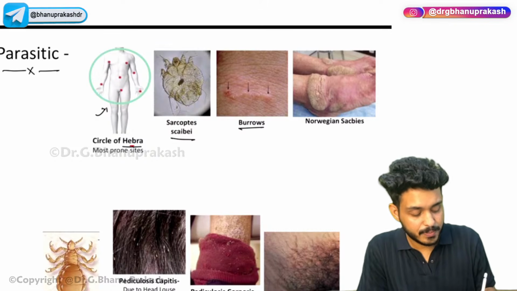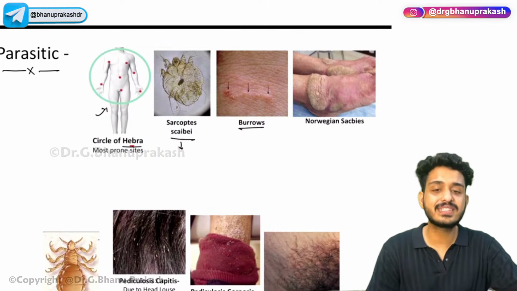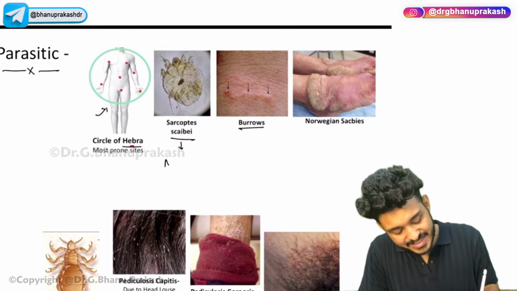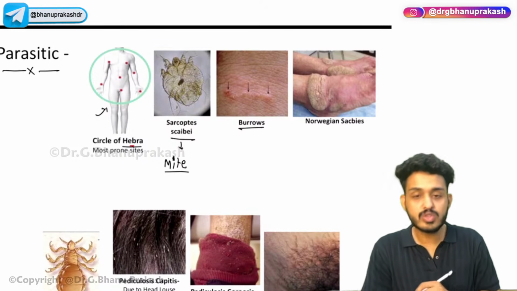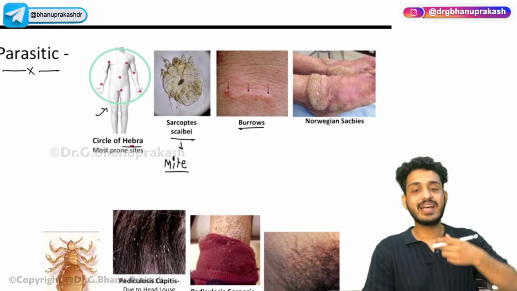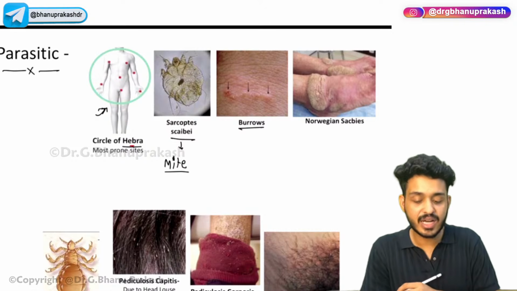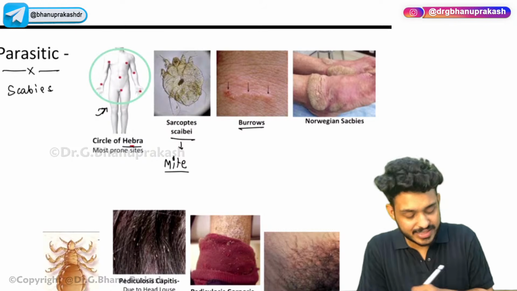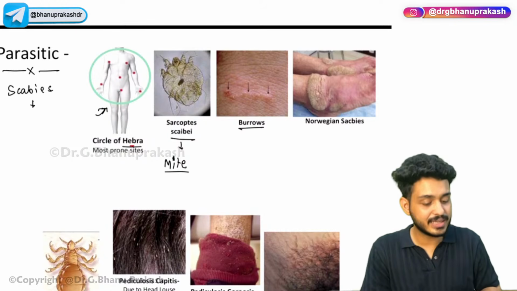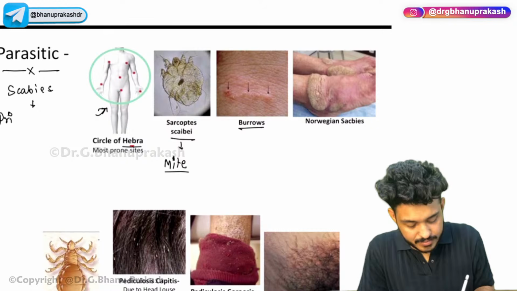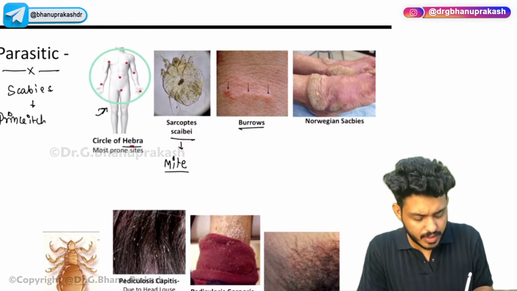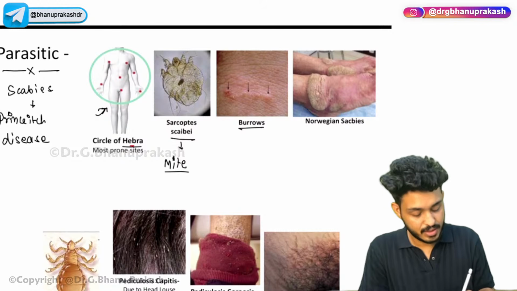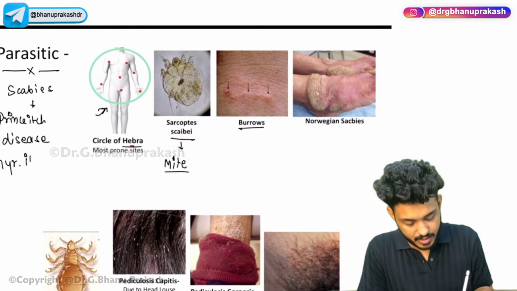This is your Sarcoptes scabiei. Sarcoptes scabiei is causing what? It will be causing, sir, scabies. Okay, scabies is due to a mite, and the most common area that it would be affecting is Circle of Hebra. This is the area that would be affected much. Okay, this is the disease known as scabies. The other names for scabies are Prince H disease, or also known as 7-year itch disease.